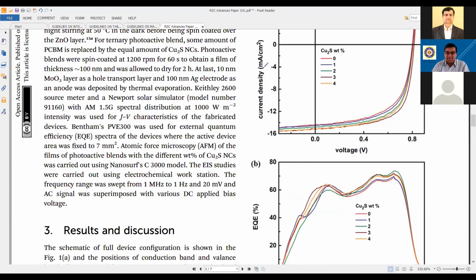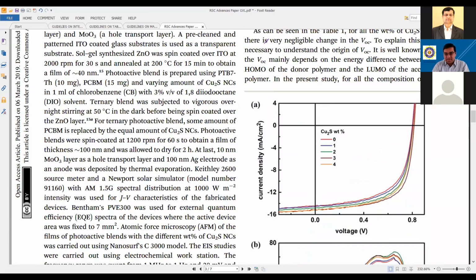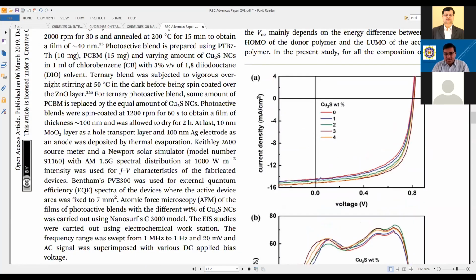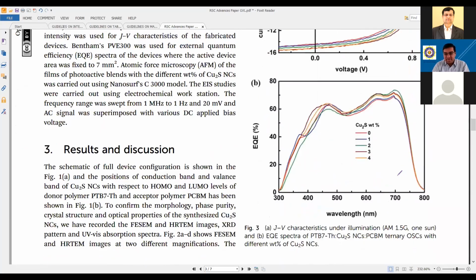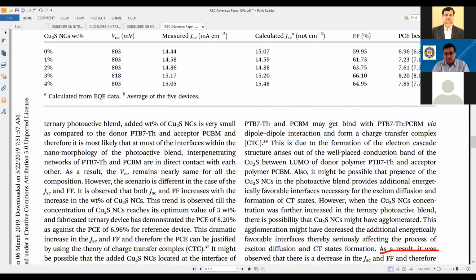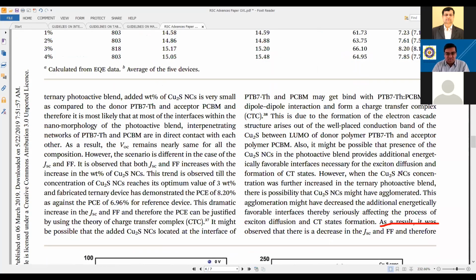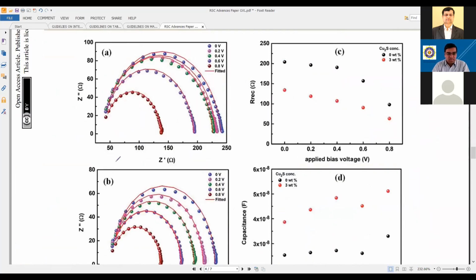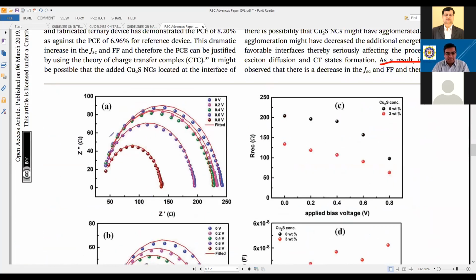Current density is measured in milliampere per centimeter square, right? And units should be well defined. You can see this graph also. If you want to compare, that is also permissible. You can have different types of graph.